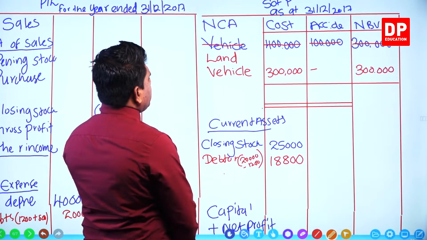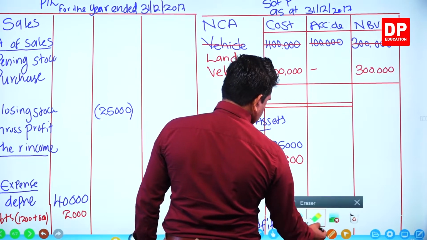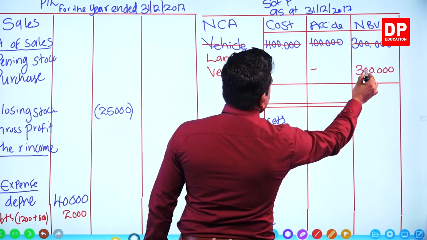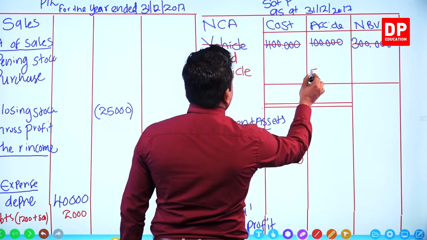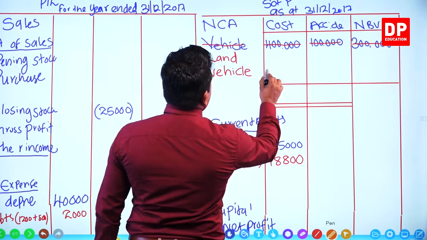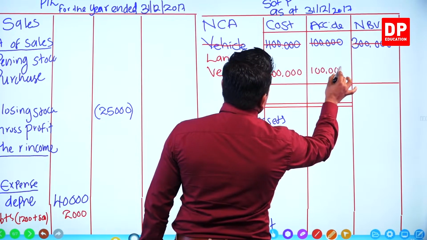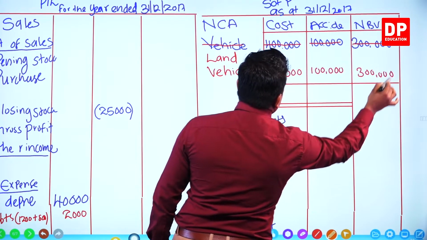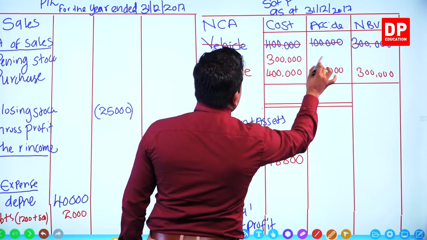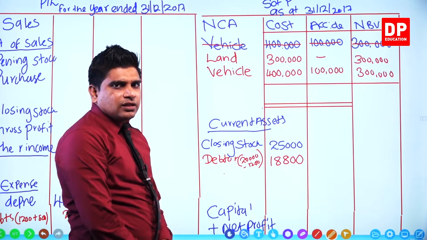Then correct or wrong? Vehicle, no, it's wrong. Vehicle how much? Vehicle same value, 400,000. Here 100,000, here 300,000, same value. But the building, land and building is 300,000. Is there any accumulated depreciation? No, the same value you put in this corner column. Yeah, that is the way.